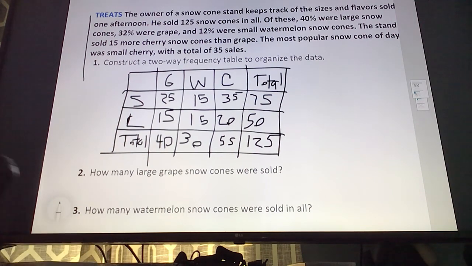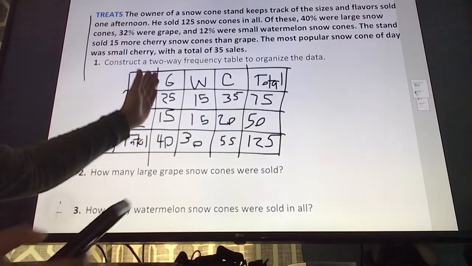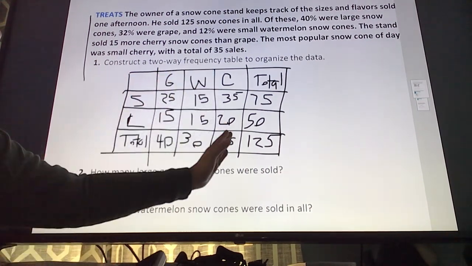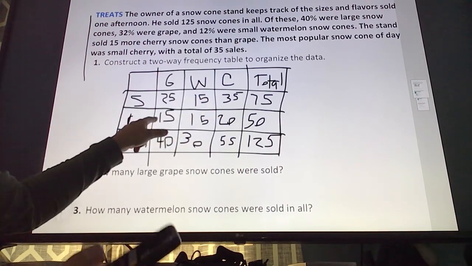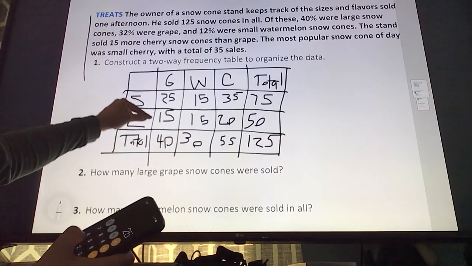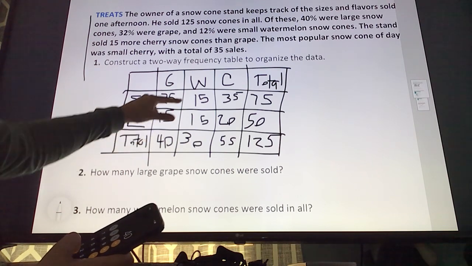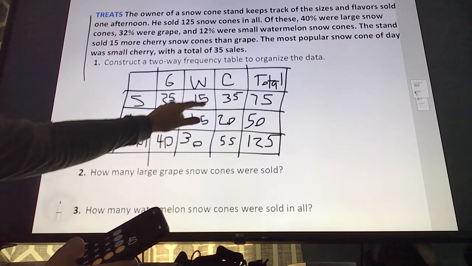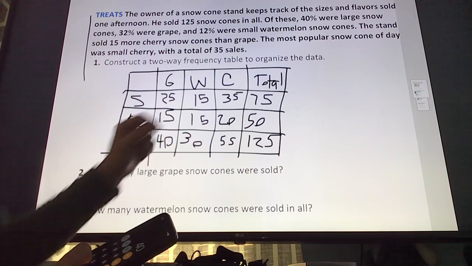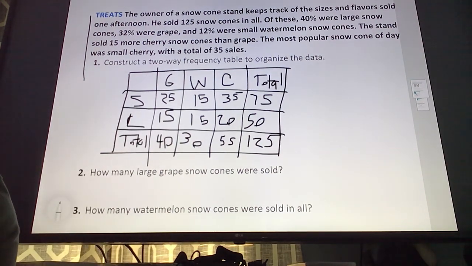Normally I'm not one to say check your work, but they should add up, all the columns down to the total and all the columns over to the total. So I can see 25 plus 15 equals 40. 15 plus 15 equals 30. 35 plus 20 equals 55. And then you just have to answer the questions from there.